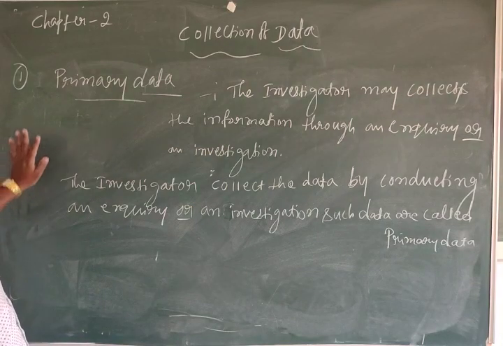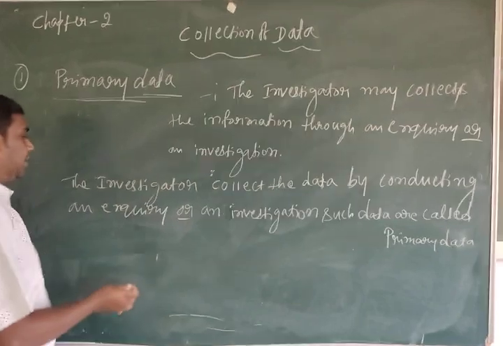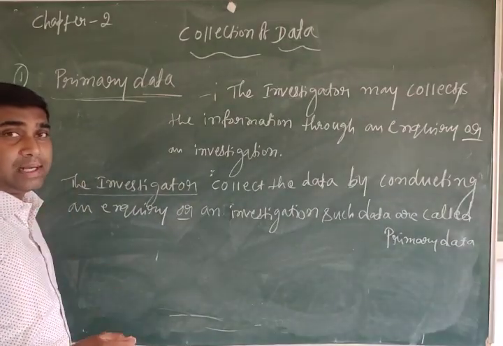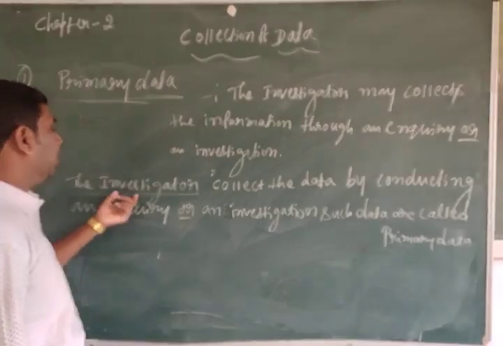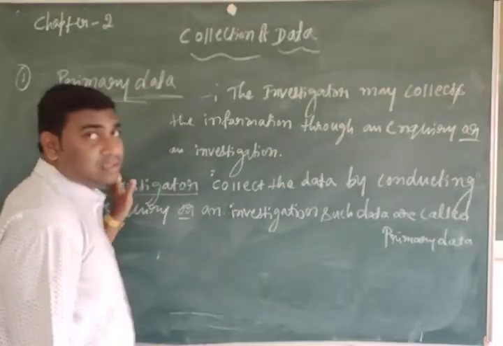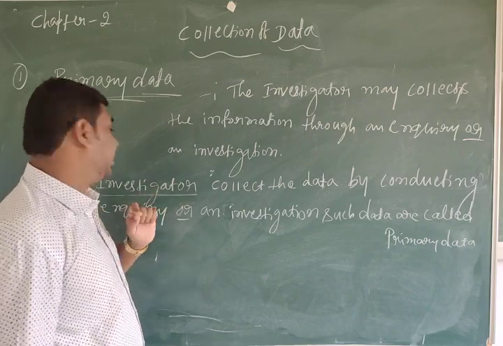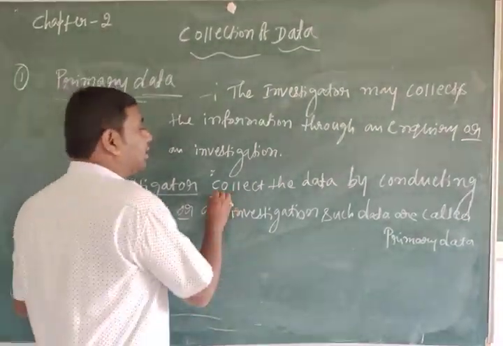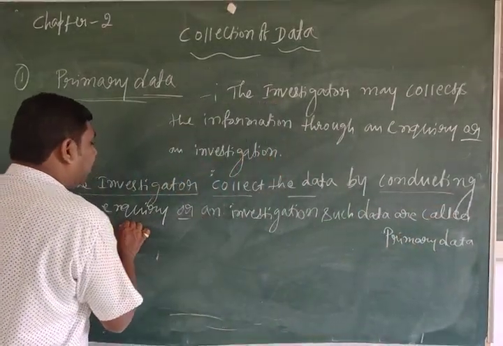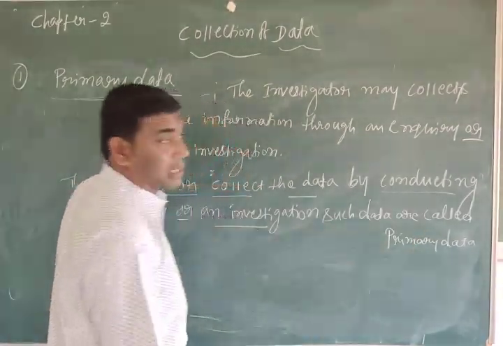We are discussing sources of data. In that, the first one is primary data. Primary data means the investigator. Investigator means the person who collects the information. Simple. He is called an investigator or enumerator. The investigator collects the data by conducting an inquiry or an investigation. Such data are called primary data.